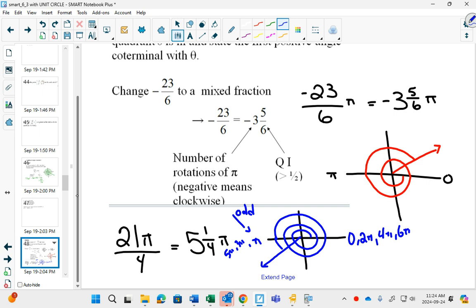And this is the beautiful thing about radians, is then you automatically know that 21 pi over 4 is coterminal with 5 pi over 4. And because you have your circle, you can also do all sorts of math. I could ask you, what is cos of 21 pi over 4? And you'd be like, oh, that's in quadrant 3. It's part of my pi over 4 family. It's going to be negative root 2 over 2.